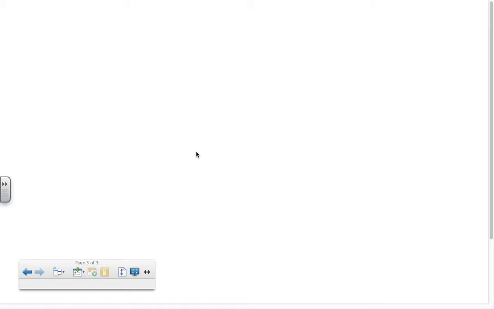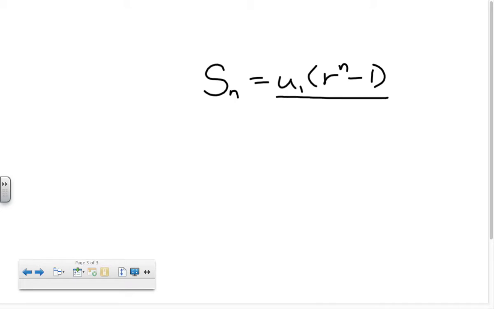The first one has to do with if we want to find S sub n of a geometric series. A geometric series, remember, has a common ratio. So the formula is u1 times r to the nth power minus 1. Okay, notice it's not n minus 1, it's r to the nth minus 1 over r minus 1.